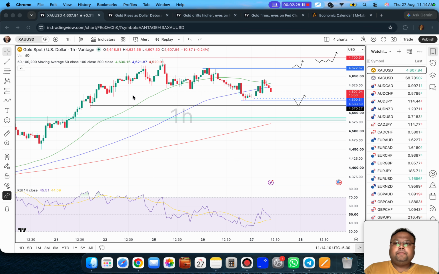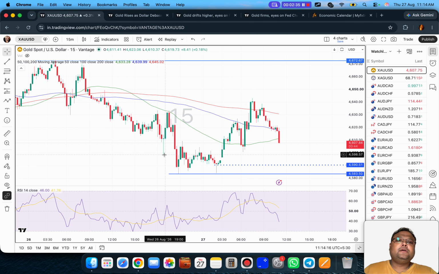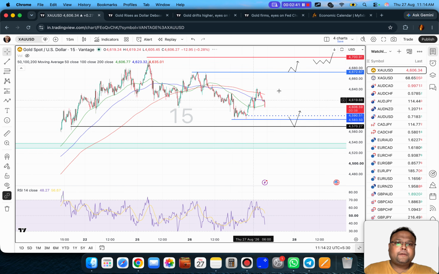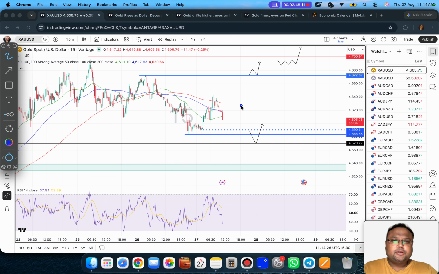So to understand the opportunities for the day, let me switch to the 15 minutes time frame, the lower time frame, so that we can understand better. So, my dear friends, this is the 15 minute chart of gold. We have just shifted to understand the levels better. The first opportunity on the chart of gold is around 4590.